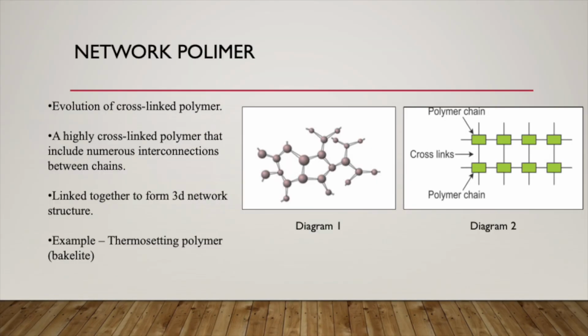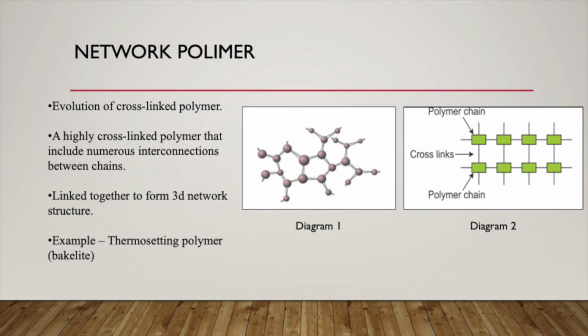Now, I would like to explain what a network polymer is. It's almost similar to the cross-linked polymer, and hence we can say it is the evolution of the cross-linked polymer. A network polymer is a highly cross-linked polymer that includes numerous interconnections between chains. Its monomers link together to form a 3D network structure. For example, bakelite is a thermoset polymer that contains polymer chains with cross-links.